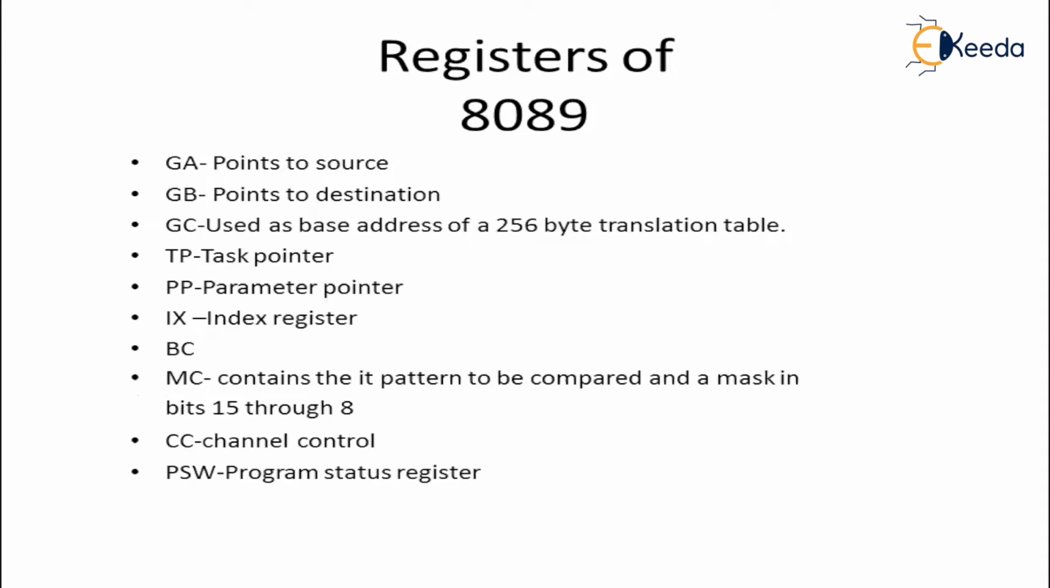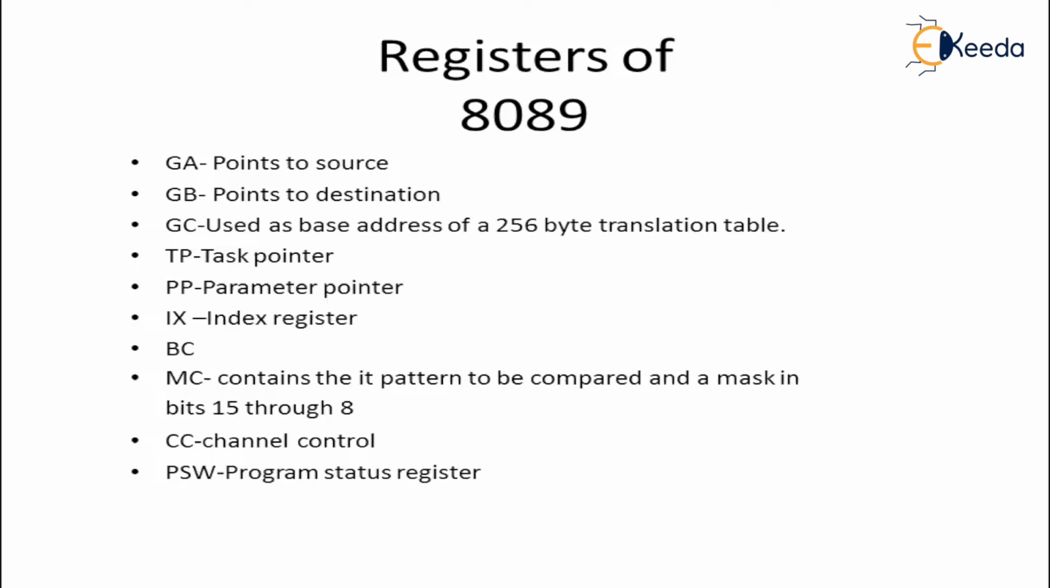Now, before going to the diagram of the 8089, first of all, let us understand what the different keywords are that are used. GA indicates the pointer to source. GB indicates the pointer to destination. GC is used to share the address of a 256 byte translation table. TP is considered to be the task pointer. PP is considered to be the parameter pointer, where it will point to a particular destination.